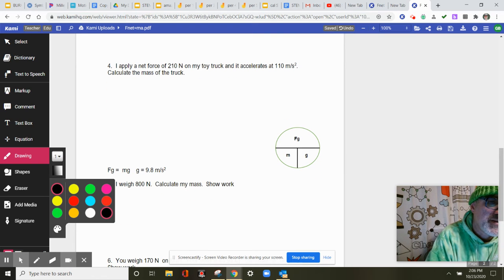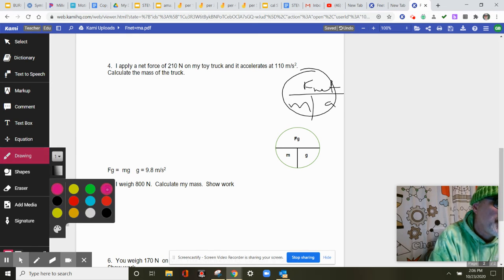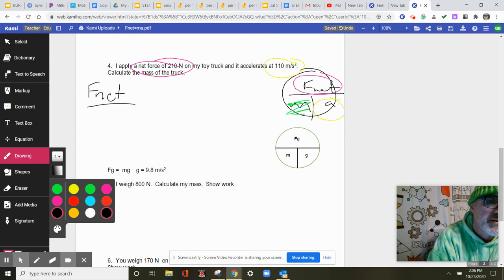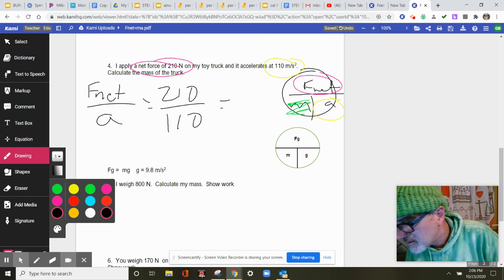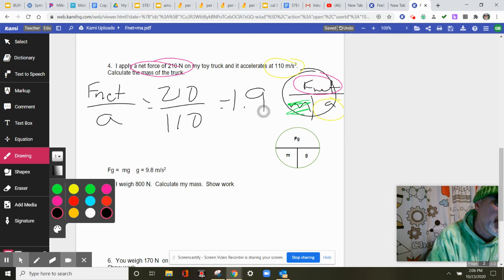All right, next I have the same equation, net equals MA. So now I have a net force and we have the acceleration. So we want to know the mass. That's the thing we don't know. So it's net force over acceleration. So net force over acceleration is 210 divided by 110. It's 1.9 kilograms.